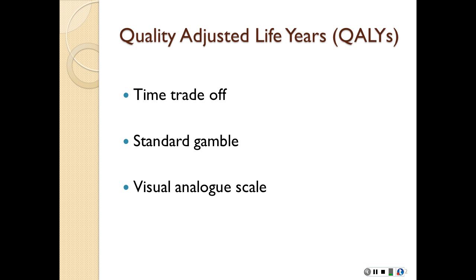And the visual analog scale asks people to rate, they essentially get a line, and you rate at what point on that line between 0 and 100 represents death, or the state of ill health that you feel when 0 is death and 100 is perfect health. Where do you think that particular state falls on that continuum?